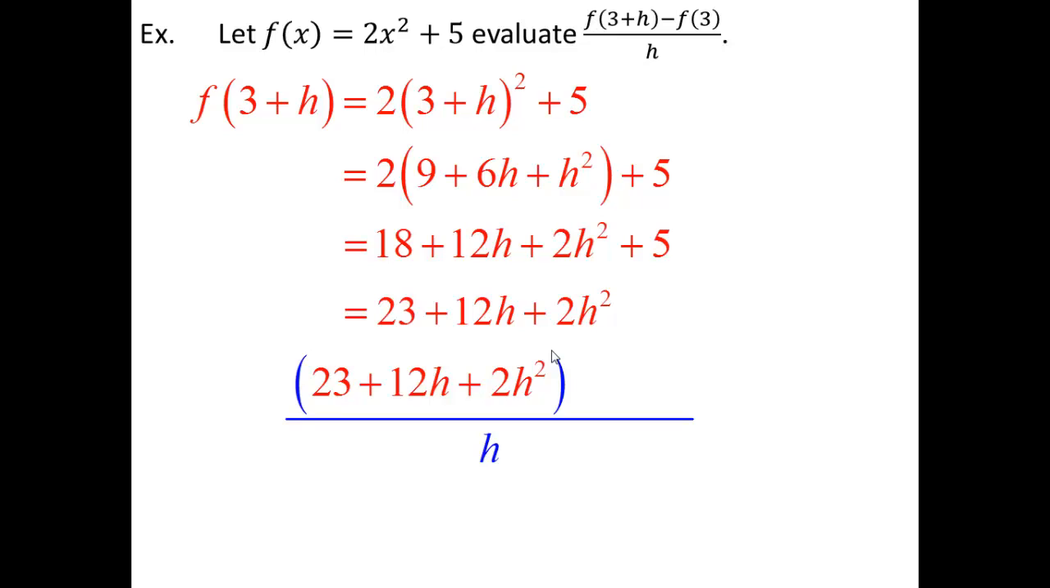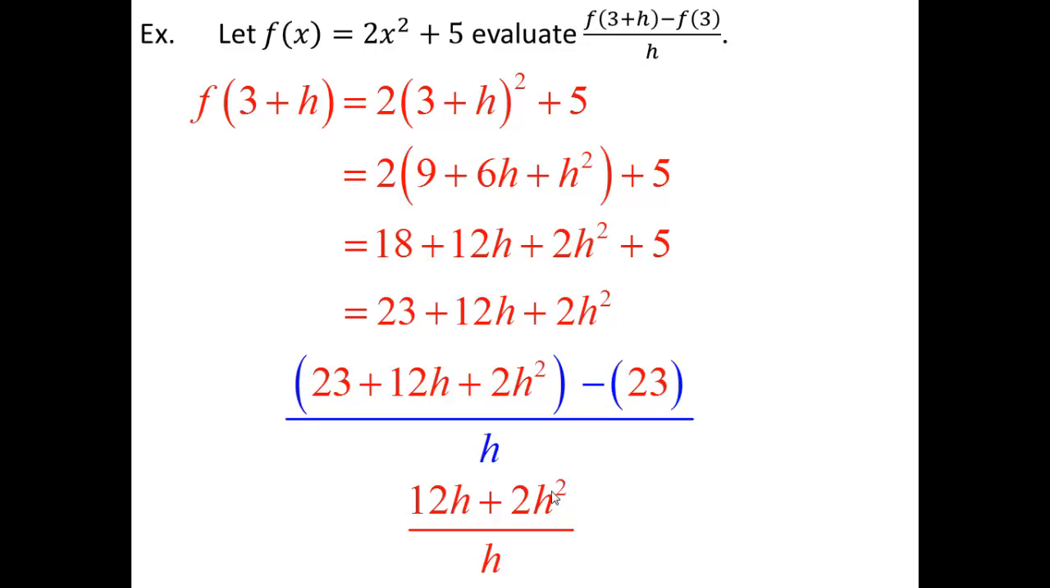This time we can actually evaluate f of 3 to start with. Instead of just leaving it as 2x squared plus 5, it's 2 times 3 squared plus 5, which of course is 23. Clean it up from here. Notice that 23, just like we always expect to happen, this value always has to cancel. So 23 and 23 are going to cancel. We're left with 12h plus 2h squared, just like it always is.